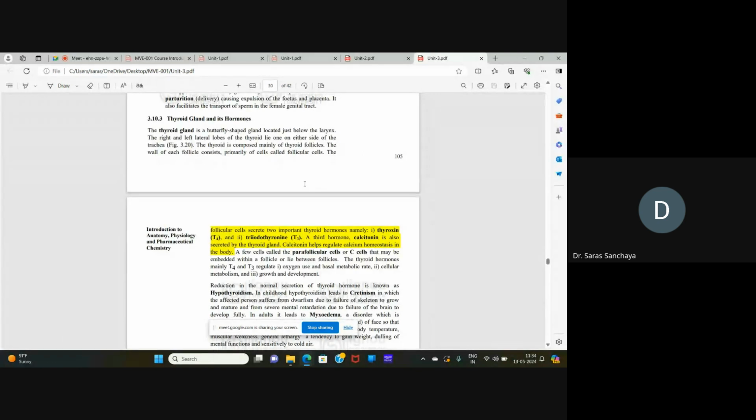We come to the thyroid gland. The thyroid follicular cells secrete two important thyroid hormones, namely thyroxine and triiodothyronine. The third hormone, calcitonin, is also secreted by the thyroid gland. Calcitonin helps regulate calcium homeostasis in the body.